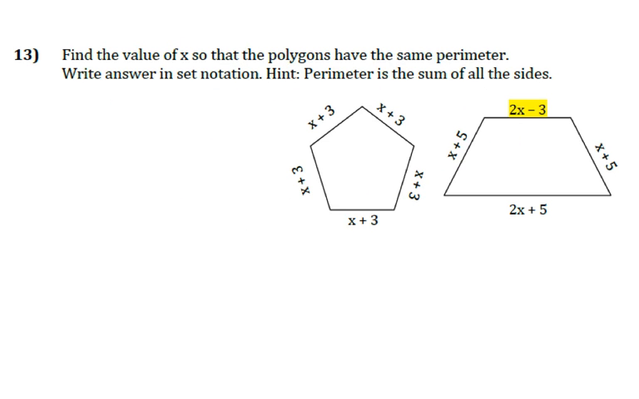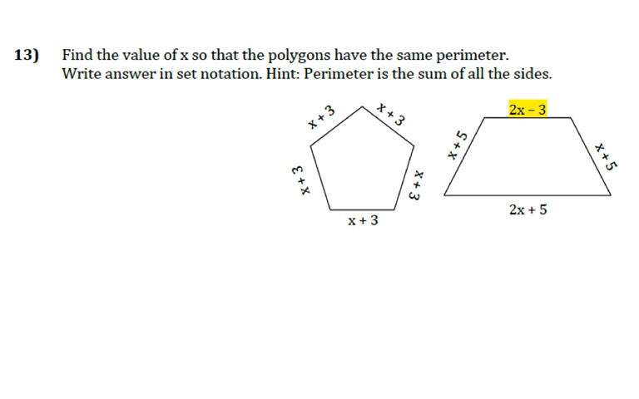Number 13. Find the value of x so that the polygons have the same perimeter. Write answers in set notation. Hint: perimeter is the sum of all the sides. So we're going to write out an expression to represent the perimeter of our pentagon.